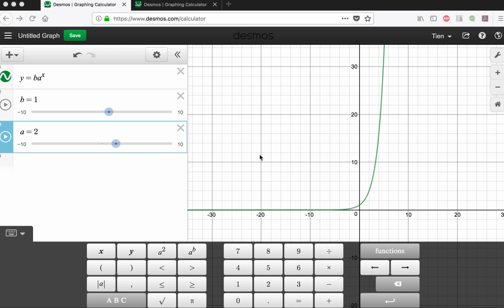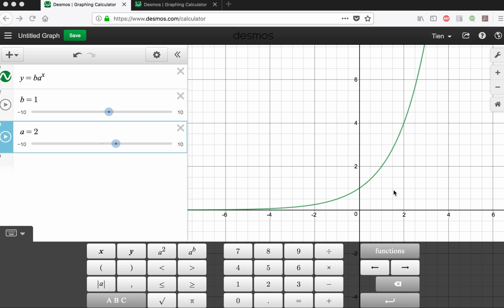Alright, we're moving on to the next section, which is on exponential functions. Now, exponential functions are the class of functions that have this form: b times a to the x. So what you have when x is 0 is just the value b, so that's your initial point here.